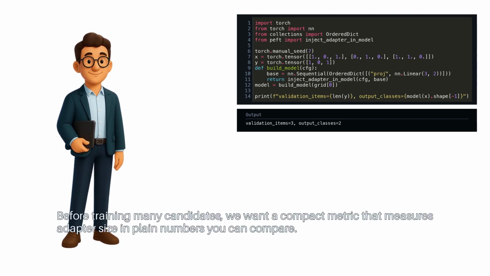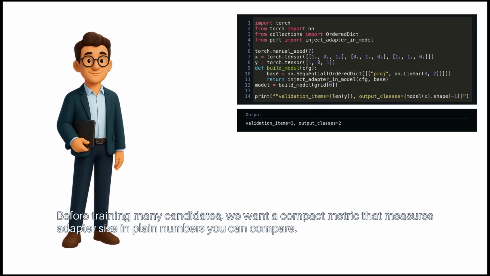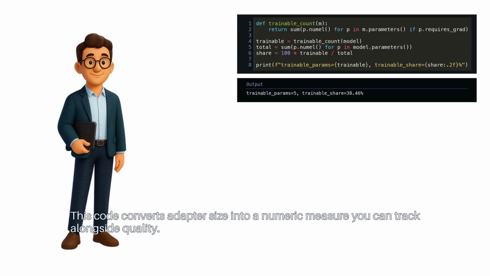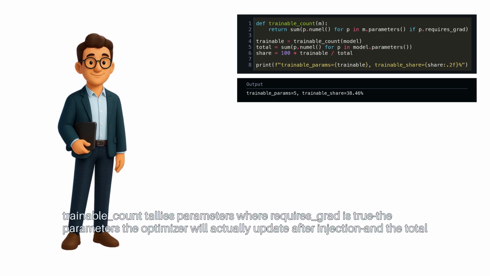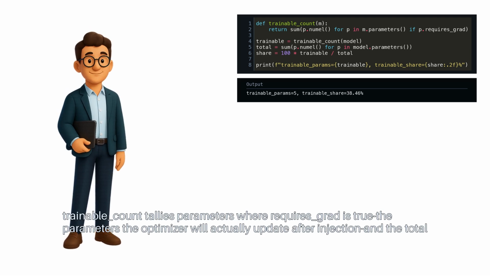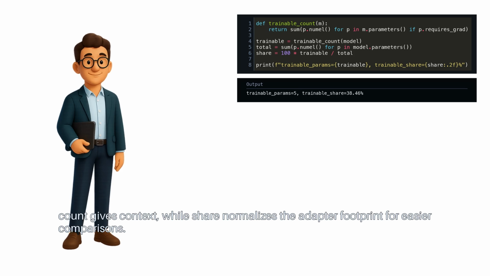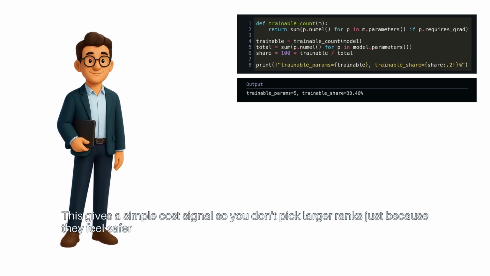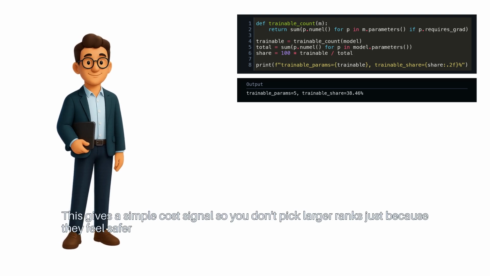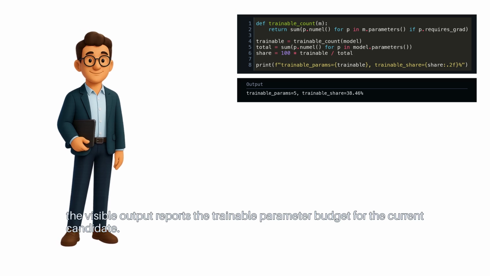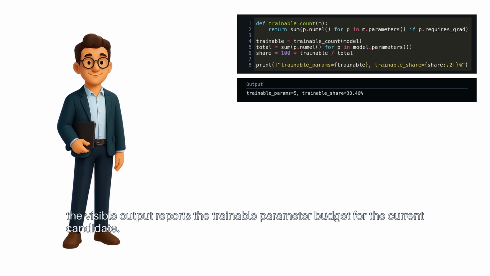works as expected. Before training many candidates, we want a compact metric that measures adapter size in plain numbers you can compare. This code converts adapter size into a numeric measure you can track alongside quality. Trainable count tallies parameters where requires_grad is true, the parameters the optimizer will actually update after injection, and the total count gives context, while share normalizes the adapter footprint for easier comparisons. This gives a simple cost signal so you don't pick larger ranks just because they feel safer. The visible output reports the trainable parameter budget for the current candidate.